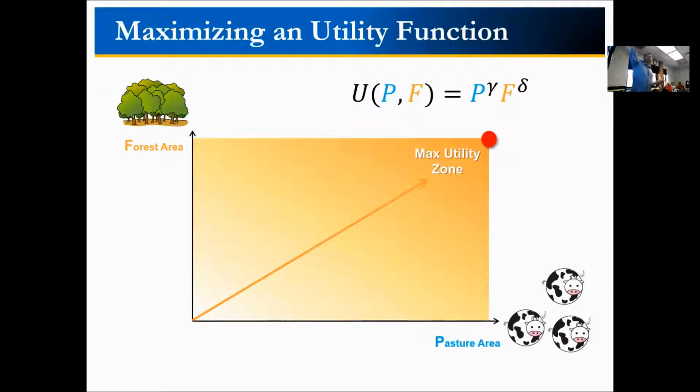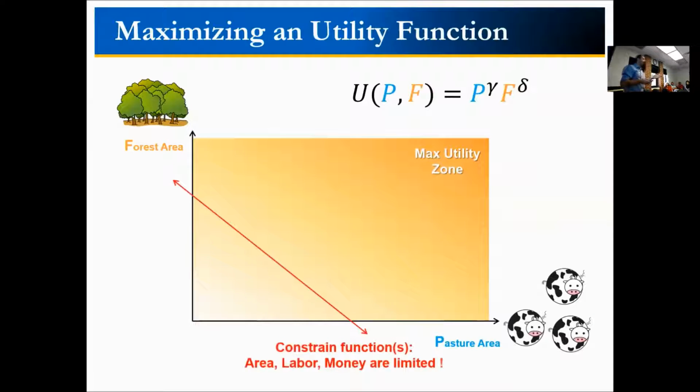And of course, if you're talking about maximizing a utility, you want to get the best out of it. So in this graph, the place where you maximize your utility is right here, right? But you cannot really reach here because if you have a farm with 100 hectares, there's a trade-off between forest and pasture. You cannot have 100 hectares of forest and pasture. So that adds a constraint to your problem. In this case, the constraint is area, but you can have many other constraints like labor, money, and so on.